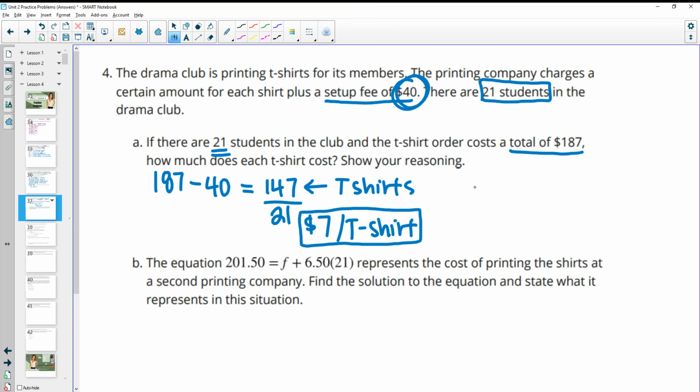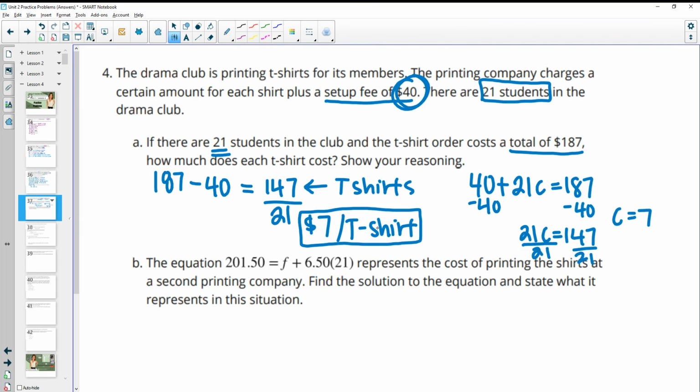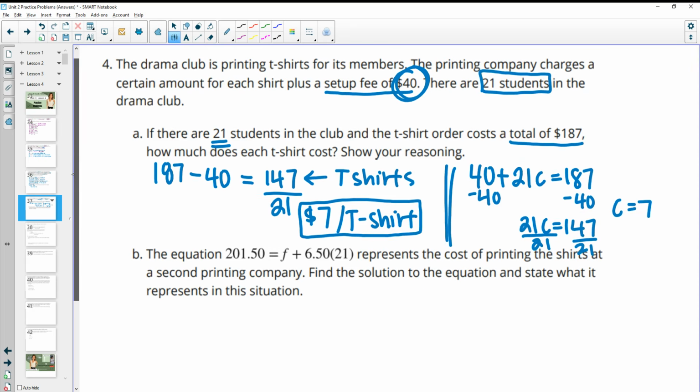You could also write out an equation for this. So you could say $40 plus the cost per t-shirt times 21 t-shirts, right? So you could put it like that. Or you could do it like this. Equals 187, and you could think of solving an equation. So then you could subtract 40 from both sides. So then you get 21c equals 147, and then you divide by 21. So then you get c equals 7 that way as well. So just kind of a different way to organize the ideas.